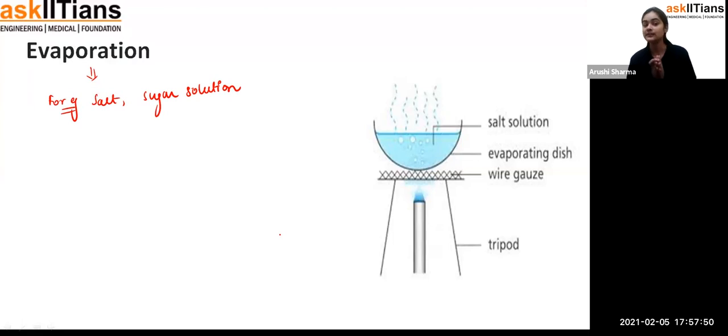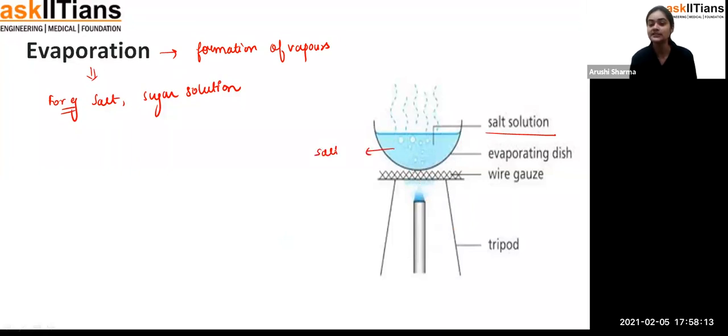In the evaporation method, students, what happens exactly is that there is the formation of vapors. How? You can see that here we have taken the salt solution, and you start heating it. When you start heating it, what is present in it is salt plus water. And as we know, water has a boiling point.